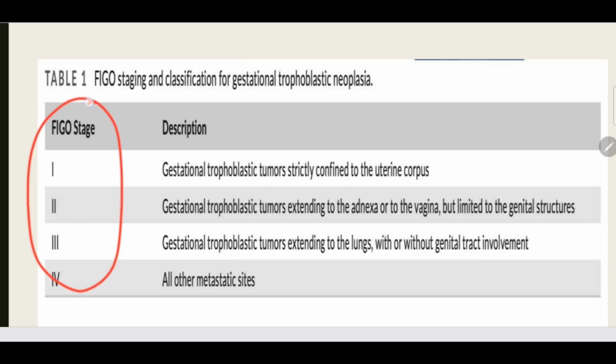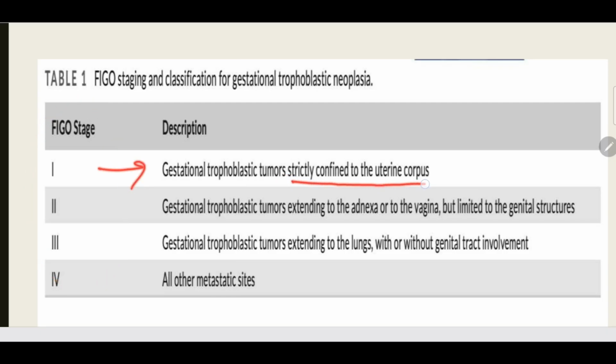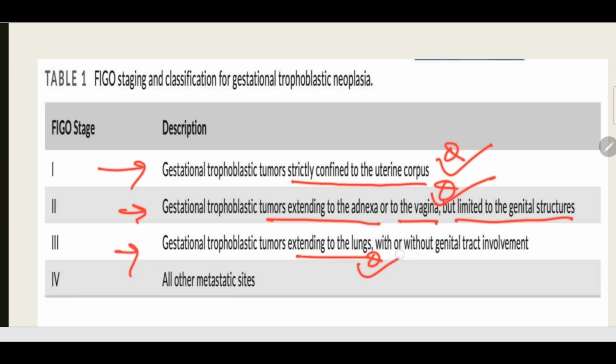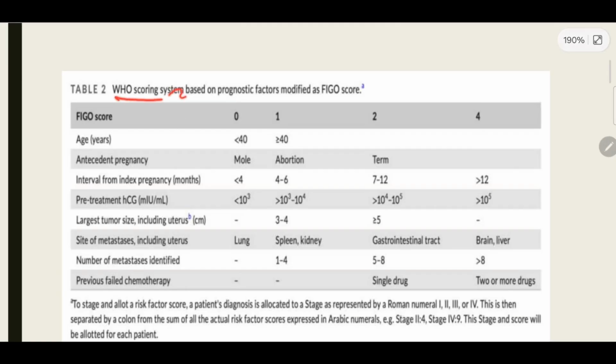FIGO stage is given in Roman numerals. Stage 1, gestational trophoblastic tumor strictly confined to the uterine corpus, within the uterus. Stage 2, tumors extending to the adnexa or to the vagina but limited to the genital structures. Stage 3, extending to lungs with or without genital tract involvement. Stage 4 is all other metastatic sites. And the WHO scoring system based on prognostic factors is modified as FIGO score.